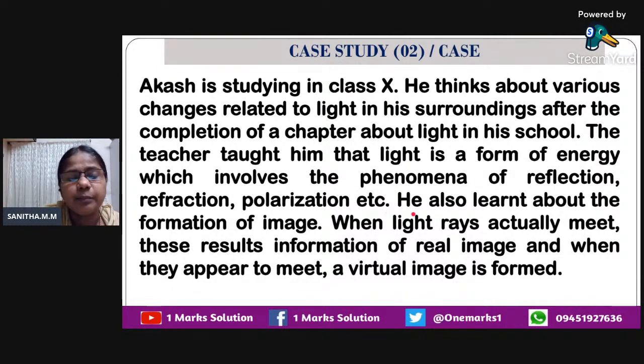He also learned about the formation of the image, how the image is formed. When light rays actually meet, these result in formation of real image, and when they appear to meet, a virtual image is formed. If the rays are actually meeting, we'll call it real image, and if it appears to meet, we can say virtual image. Why? What do you mean by appears to meet? Actually, there is no image. We are just producing, and we will put dotted lines for that appears to meet, and we will get a virtual image.